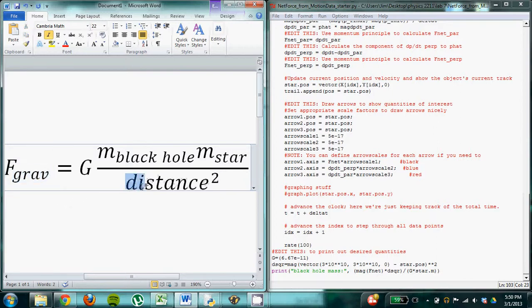Same star and black hole position means same distance, and same star mass means same m star, and G is just a constant. So from that point, you can see that M of black hole is the only variable, and it can only be one possible number.